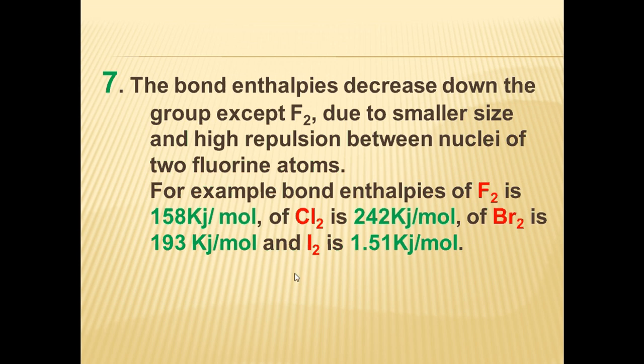The bond enthalpies decrease down the group except fluorine. This is due to smaller size and high repulsion between nuclei of two fluorine atoms. For example, the bond enthalpies of fluorine is 152 kJ per mole, of chlorine is 242 kJ per mole, of bromine is 193 kJ per mole, and iodine is 151 kJ per mole.